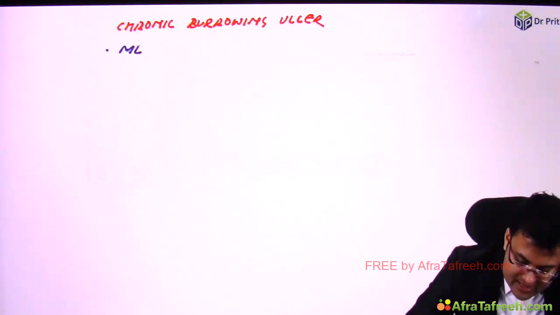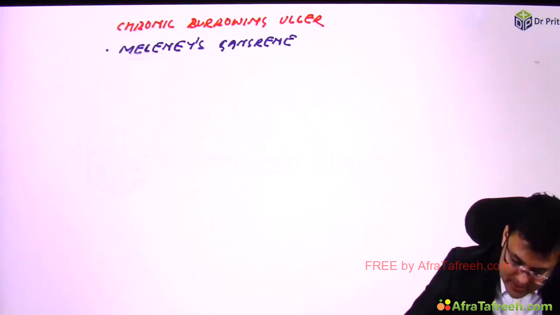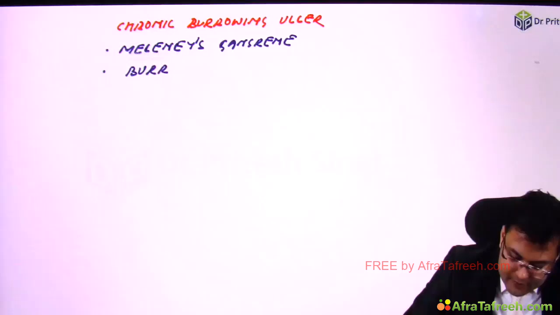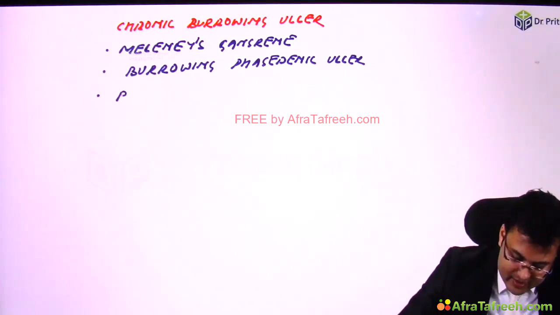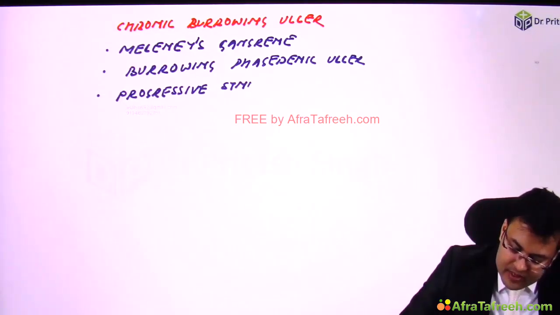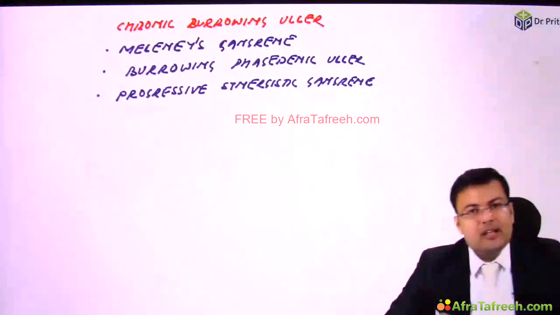What is the Meleney gangrene? So the name is Meleney gangrene. What are the other names? It's also known as burrowing phagedenic ulcer, also known as progressive synergistic gangrene. So generally in exam it is asked by two names.